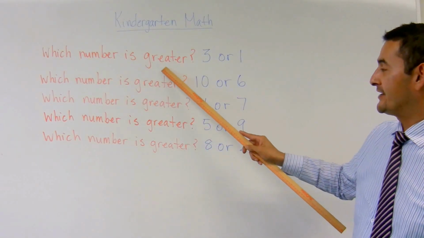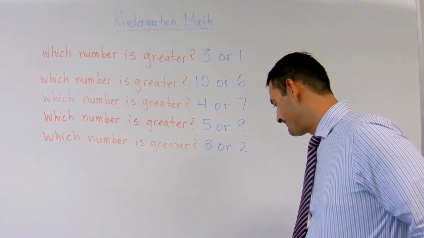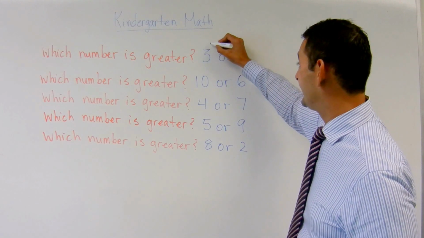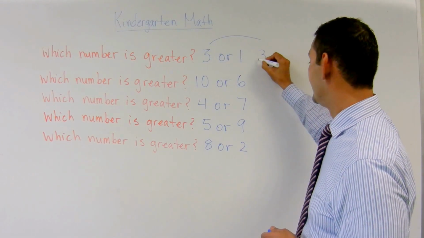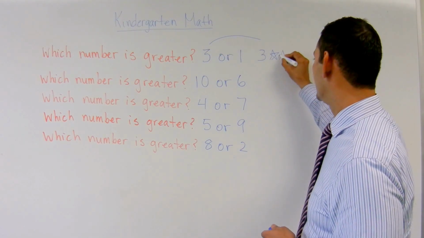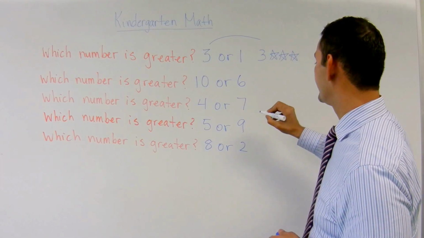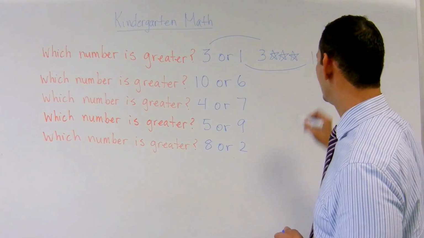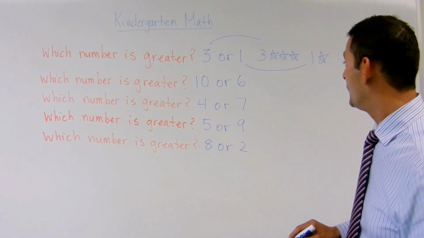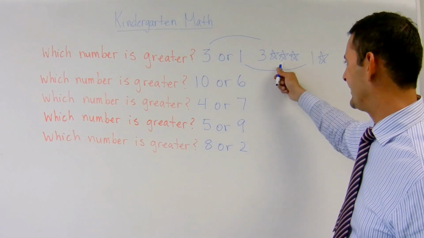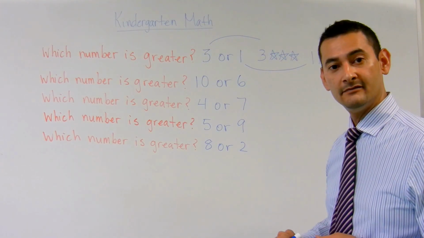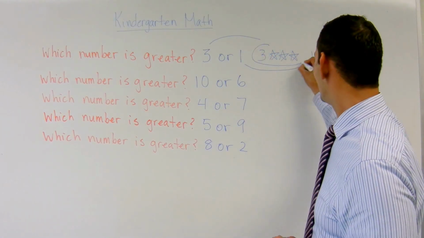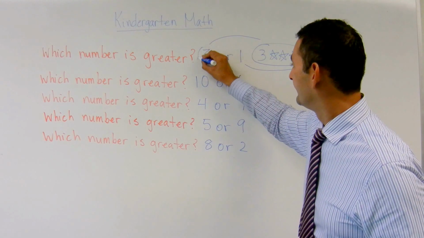Which number is greater, 3 or 1? Let's take a look. What I'm going to do is first, I'm going to move this 3 over here. And I'm going to draw 1, 2, 3 stars. Then I'm going to move this 1 over here. And I'm just going to draw 1 star. So you tell me, boys and girls, which number has more stars? Which number is greater, the 3 or the 1? You are absolutely correct. It is the 3. So in this case, 3 is the greater number.